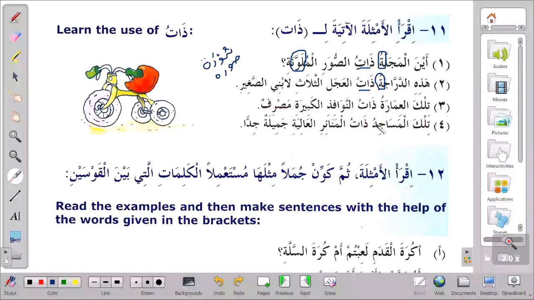Tilkal masajidu. Okay, these mosques. So why do they use zatu? Masjid is masculine. So what is the problem here? ما هو المشكلة في هذه الجملة? Okay, what is the problem? Masjid is muzakkar, right? It's masculine. But they are using zatu. Okay, the problem is that there is no problem.